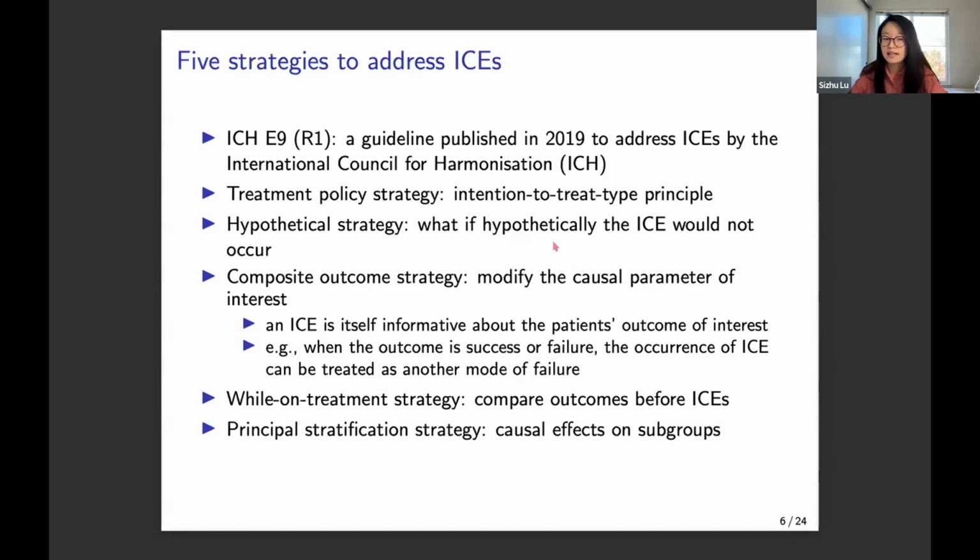The idea behind this is that the intercurrent event itself we treat as informative about the patient's outcome of interest. For example, in the case when the outcome is an indicator of success or failure, if we believe that the occurrence of the intercurrent event can be treated as another mode of failure, it already gives us some information that we want to learn about the treatment effects. Therefore, we can construct a composite variable that includes both pieces of information. There are also two slightly less commonly used strategies, the while-on-treatment strategy and the principal stratification strategy, that I will not talk about in detail.